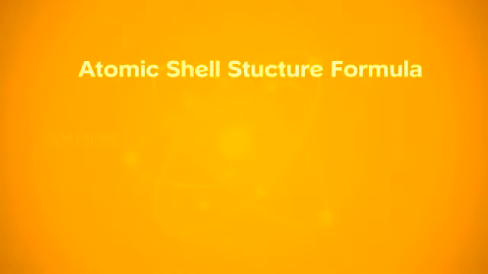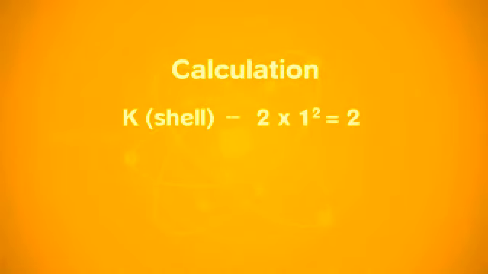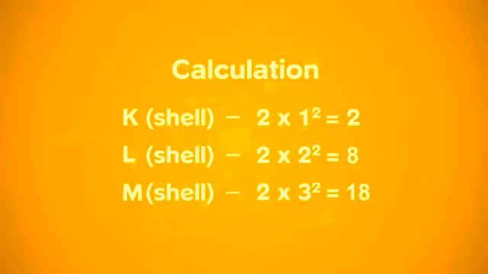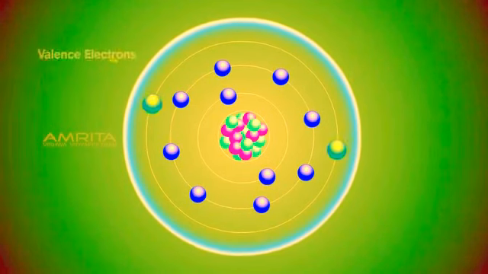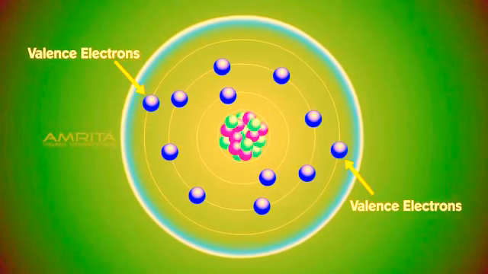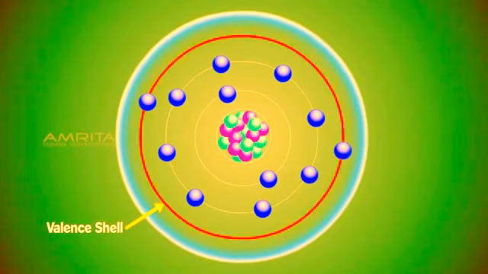The maximum number of electrons present in a shell is given by the formula 2n², where n is the orbit number of energy shells. The first orbit or K shell can have 2, the second orbit or L shell can have 8, and the M shell can have 18 electrons, etc. The electrons present in the outermost shell of an atom are called valence electrons, and the shell which valence electrons occupy is called the valence shell.